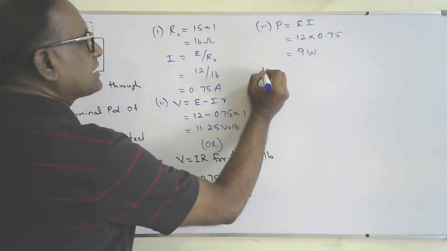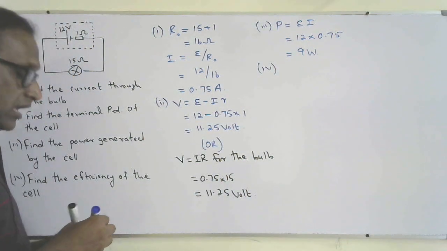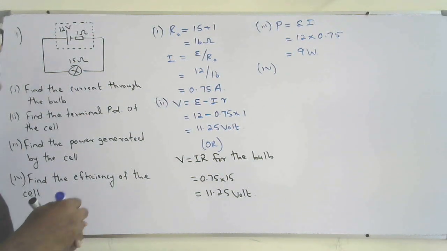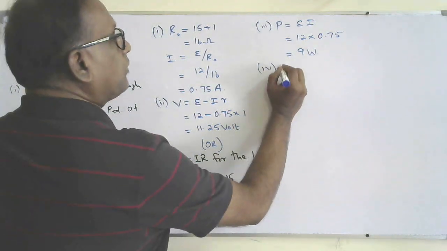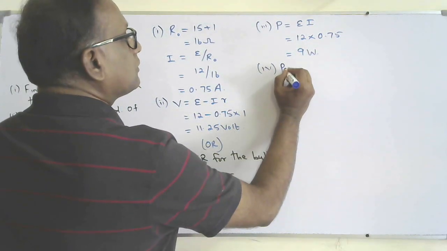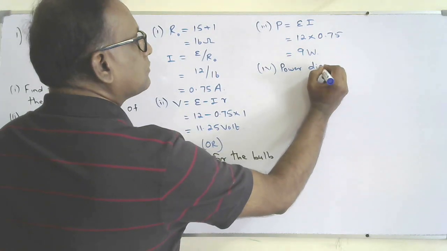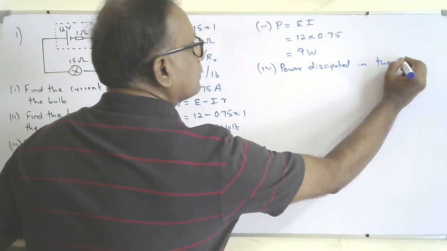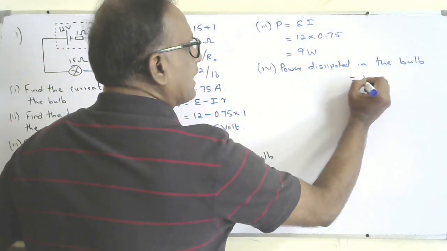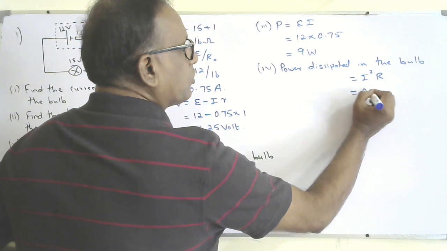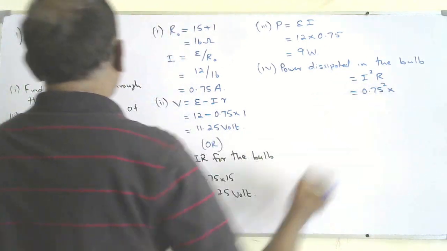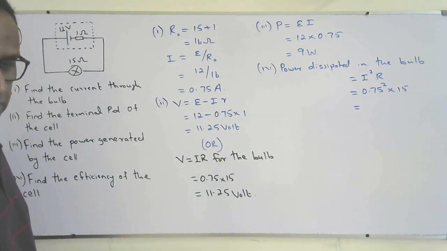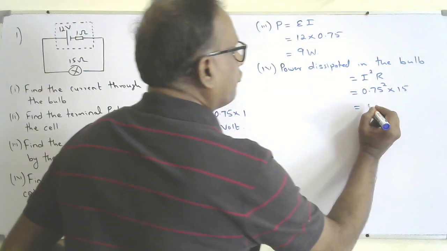Last part, find the efficiency. Efficiency means efficiency of transferring power to the bulb, right? So we can say power transferred to the bulb, or power dissipated in the bulb, that I can say I squared R. So that will be 0.75 squared into the resistance of the bulb, 15. That will be 8.44 watts.